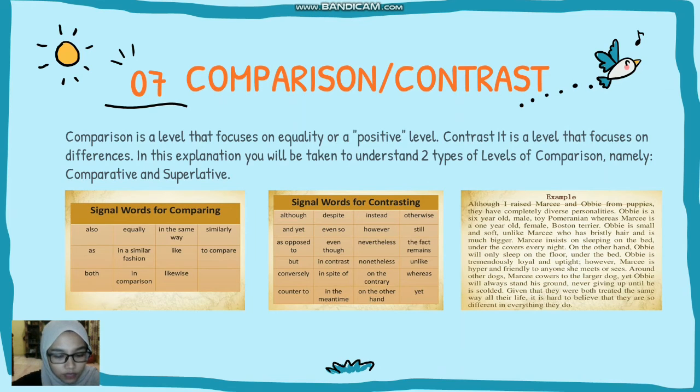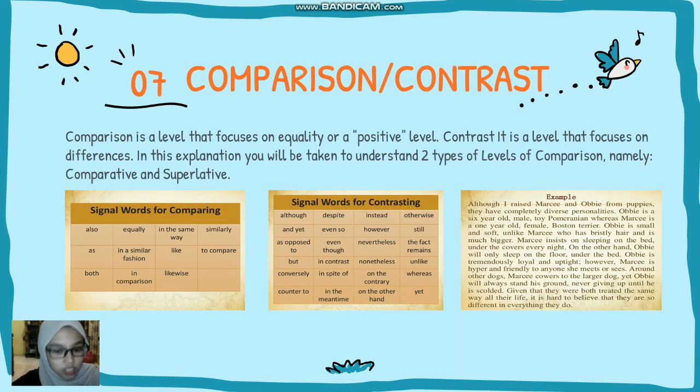Comparison is a level that focuses on equality or a positive level. For example, snake is a wild animal. Tiger is a wild animal. The two sentences become: a snake is as wild as a tiger, or both of them are wild animals. The sentence does not use the formulation of a positive label or the adjective "as", but has a positive label meaning. Contrast is a level that focuses on differences.